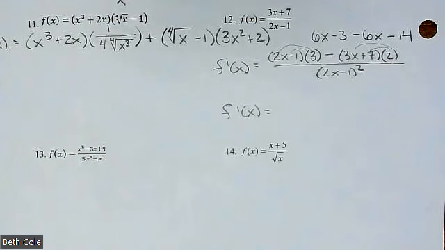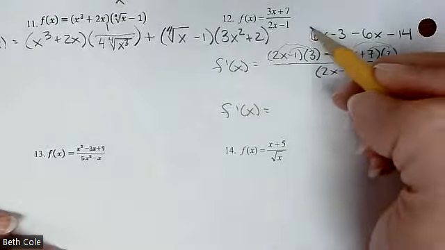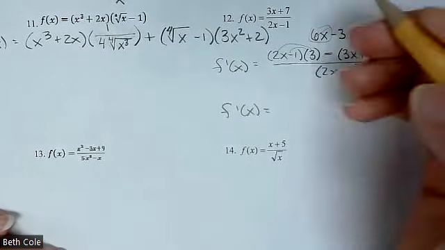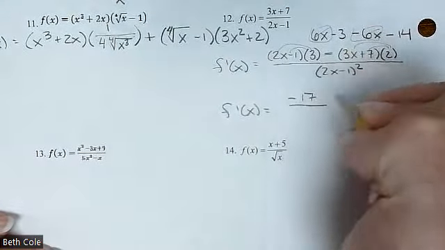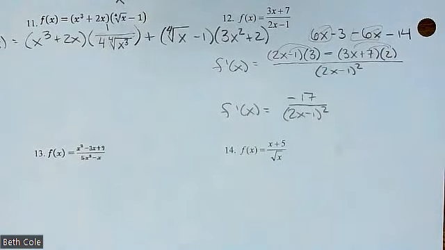Weirdly, what did we end up with in the numerator? Yeah, why is it just negative 17? Yeah, those canceled out. And so that's your final answer. So it was worth it to keep going because we did simplify it down and it made it look a good bit better.